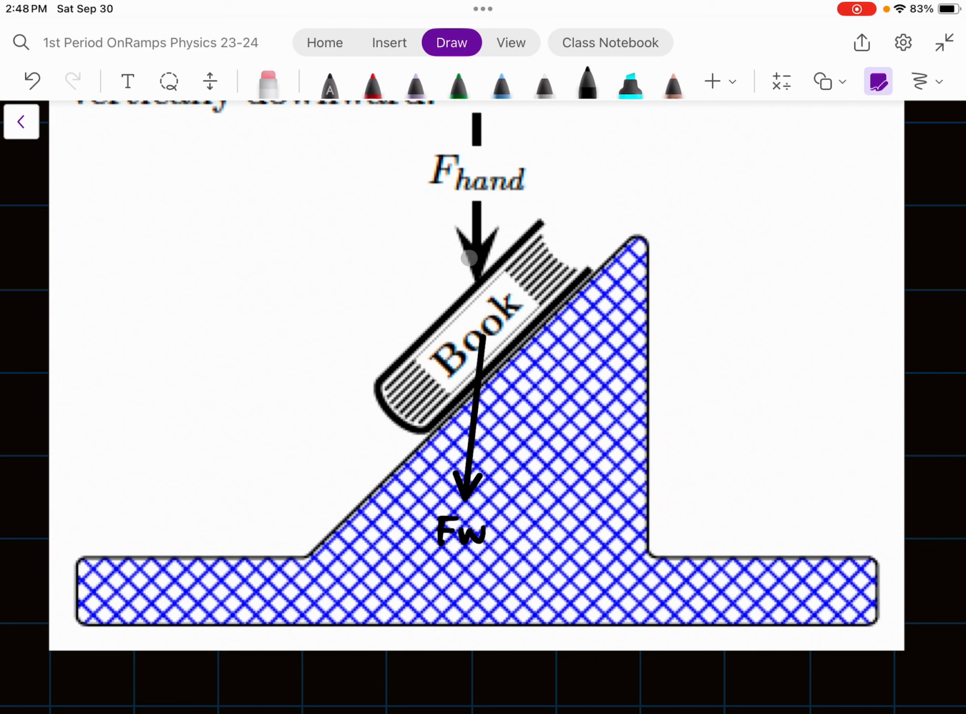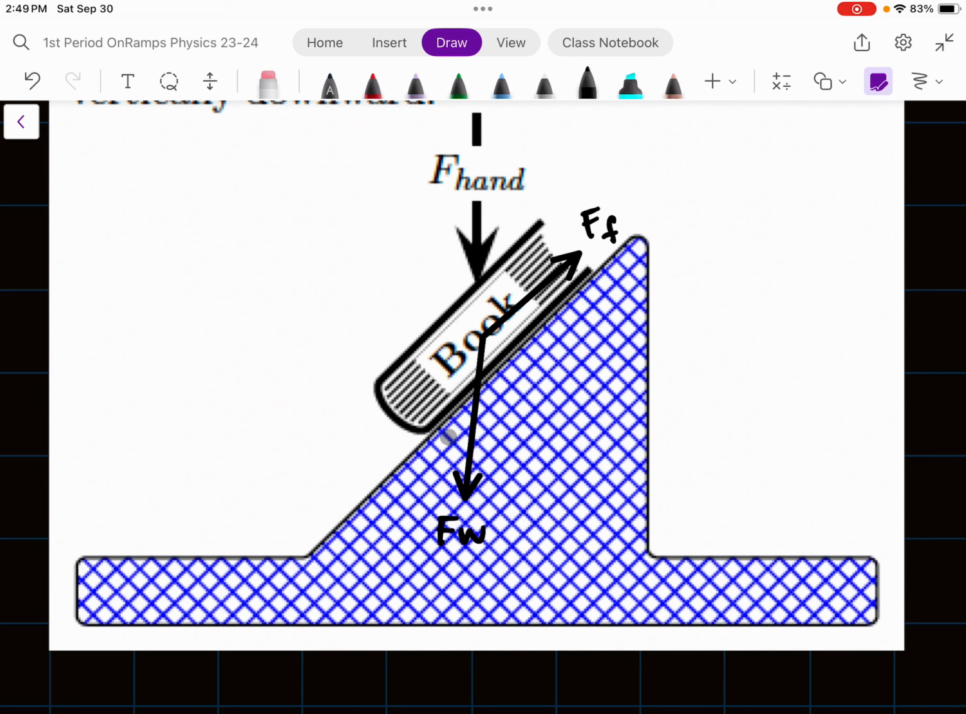If the hand were to be released, then the book would slide down the incline. Well, that means if it's sliding down the incline, friction is going to be up the incline. So friction is going to point like that. I'm not drawing the arrows to scale. This is just to show the direction. So force of friction. And now let's say if the hand decided to push the book up the incline, now friction would switch and point down the incline.